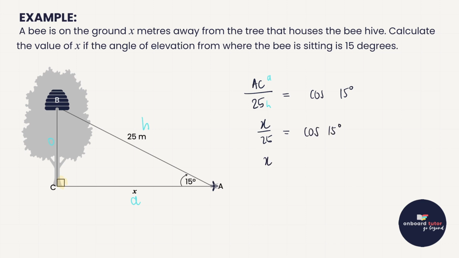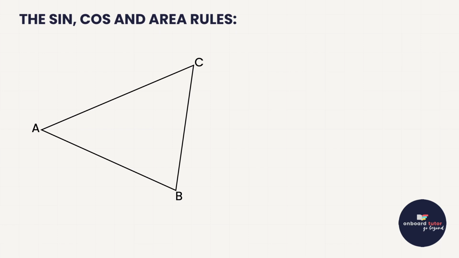Let's multiply both sides by 25. So X equals 25 cos 15, and we type that into the calculator. Make sure that your calculator is in degree mode, otherwise you're going to get all kinds of weird answers. 25 cos 15, and that gives us 24,15 meters.